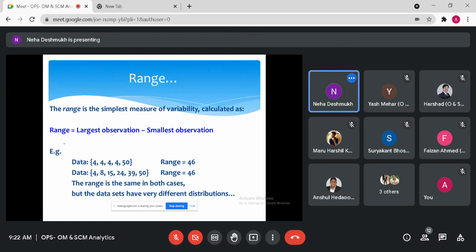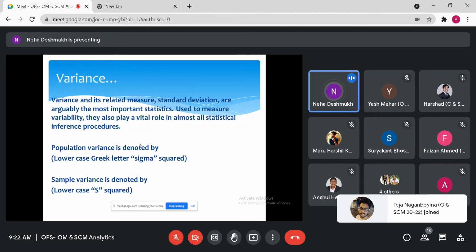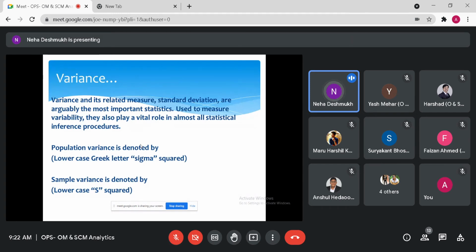Range is calculated by the largest observation minus the smallest observation. Now the variation is denoted by sigma or small s. Variance and its related measure, standard deviation, are the most important statistics used to measure variability. Variability means variation in the data, or the rate of change in the data, is called variation. They also play a vital role in almost all statistical inference procedures.